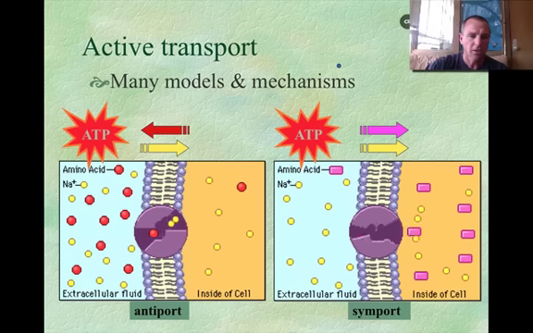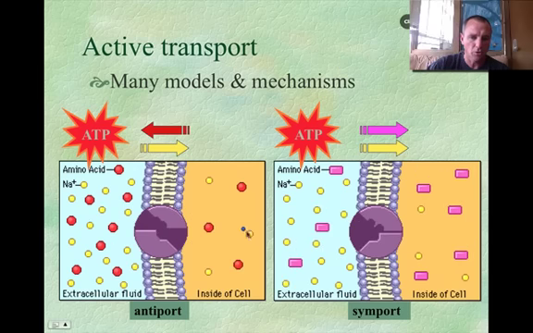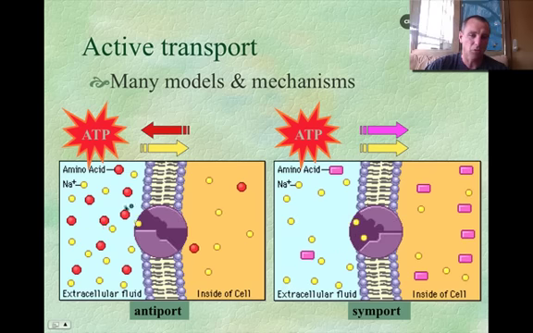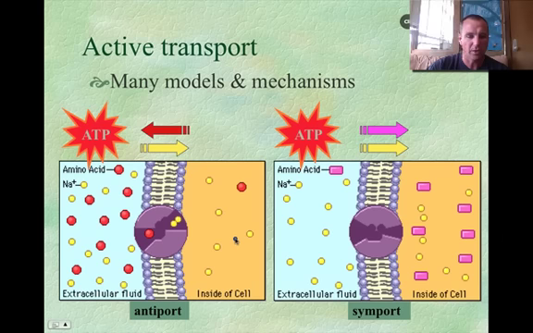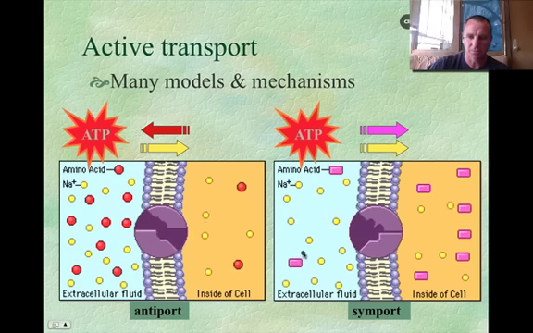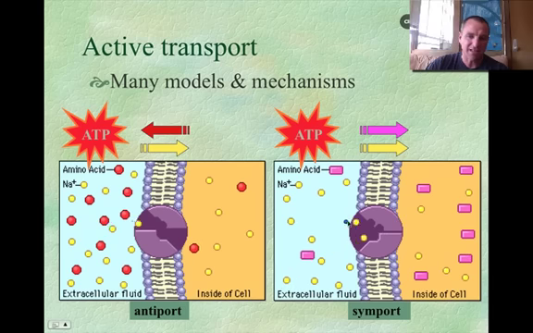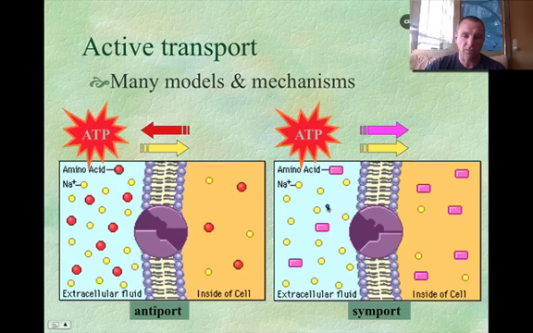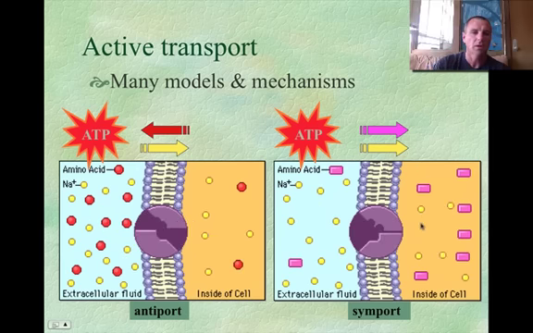If you look at both of them, there's more yellow on the left than there is on the right. Yellow's moving against the gradient. There is more red on the left than there is on the right. Red's moving against the gradient. That's active. Same thing over here. There are more boxes on the right, so it's moving against the gradient. At the same time, the yellow one is actually moving by diffusion, right? Because it's moving from a high concentration to a low concentration. So that's symport.